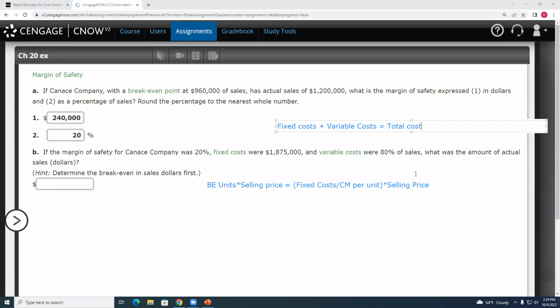And we know down here, we know their fixed costs are 175,000. We want their variable costs to be 80% of sales, and we want to just break even, which means our total costs are the same as sales. That's the break even point, right? Total cost being the same as sales.